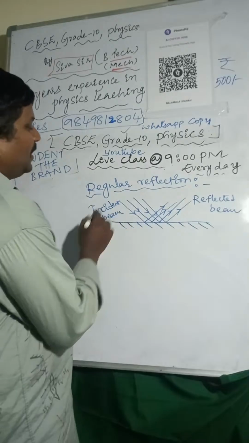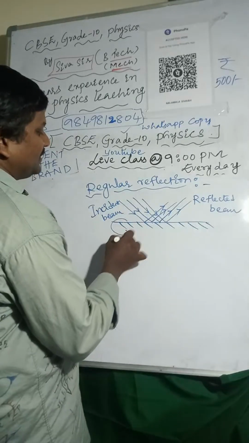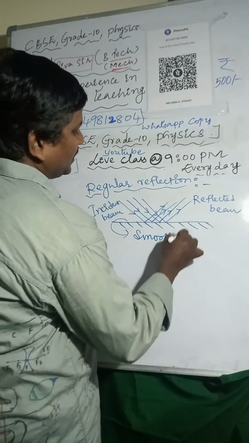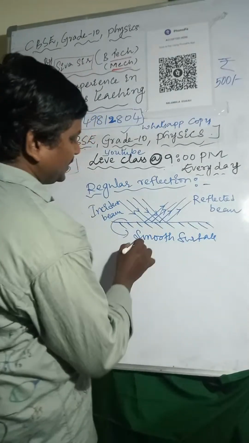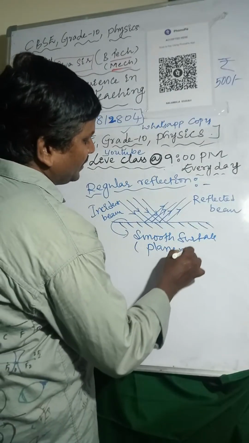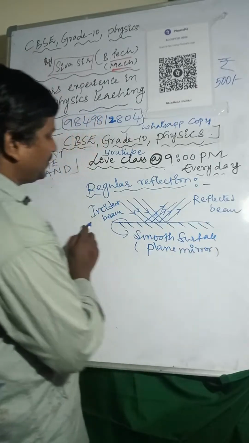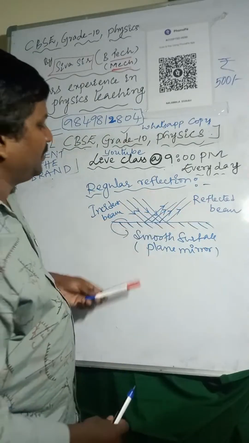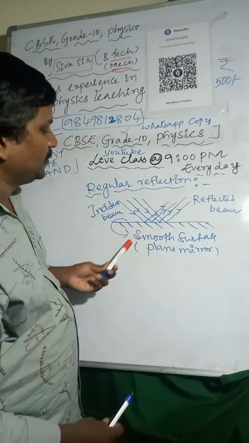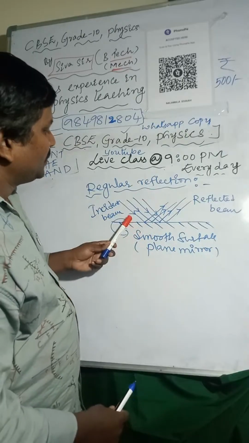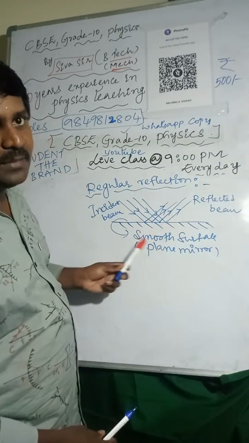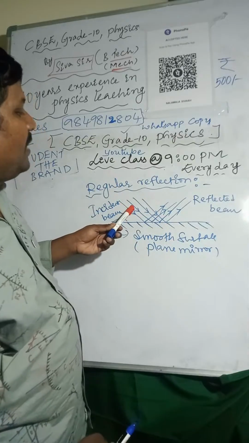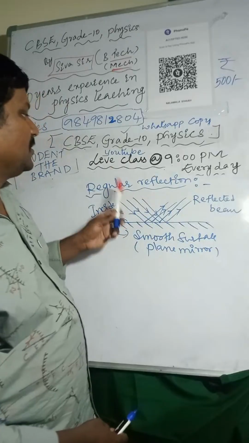Here I'm considering the incident beam parallel. You can see a plane mirror, a smooth surface. Regular reflection takes place on a smooth surface. The smooth surface is a plane mirror, so I'm taking the plane mirror here. Here I'm considering the incident beam and the reflected beam. This is a plane surface. Here the incident beam is parallel, the reflected beam is also parallel, and that type of reflection is called regular reflection.